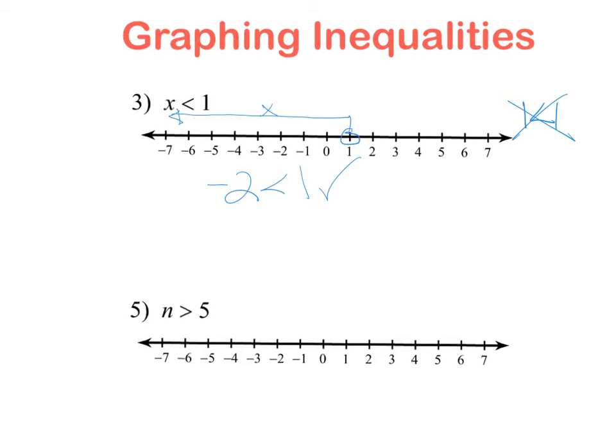Next we have n is greater than 5. So I'm going to put my circle at 5 and decide: should I leave it open or closed? Is 5 greater than 5? No, so I'm going to leave it open, and it's going to be greater, so we're going to go to this side. Remember, you can also draw on the line if you would like. Then test a number: 7 is greater than 5? Yes, so my line is going the right way. Oh, that should be an n.